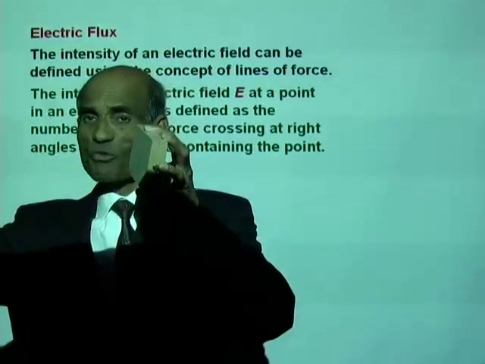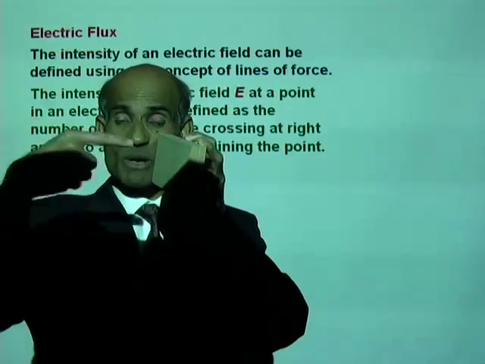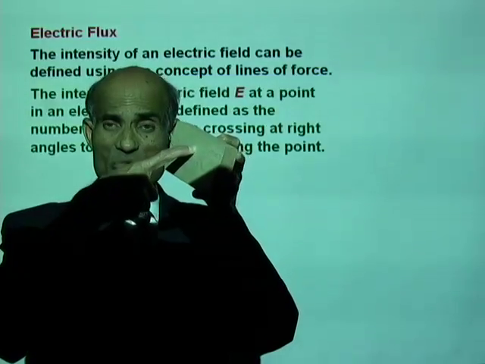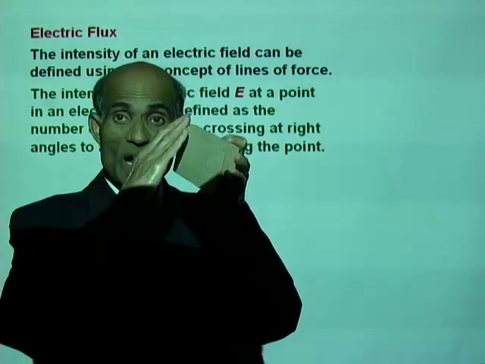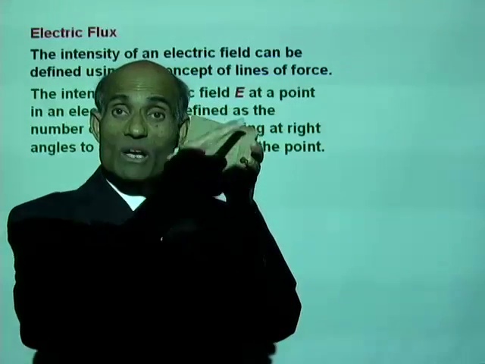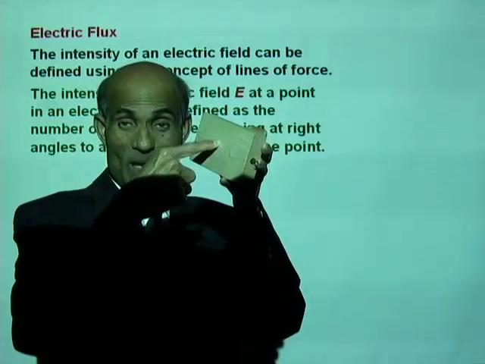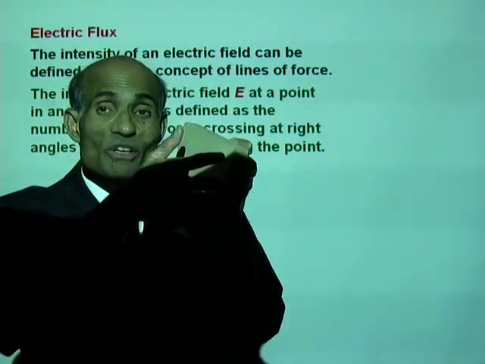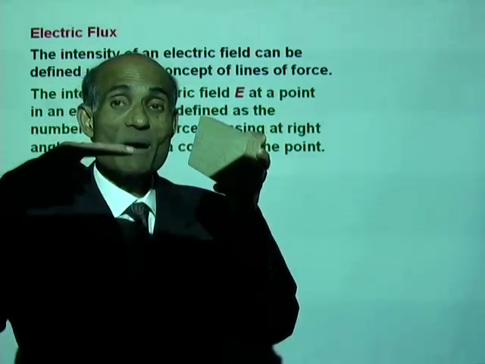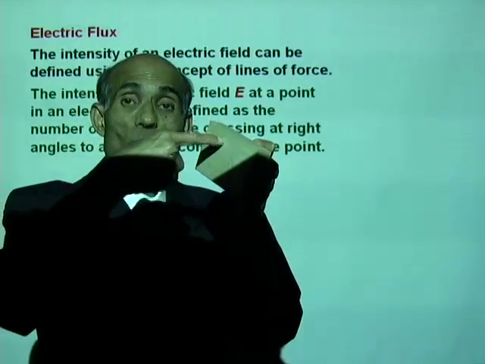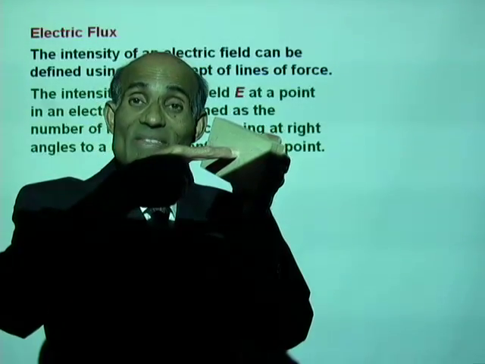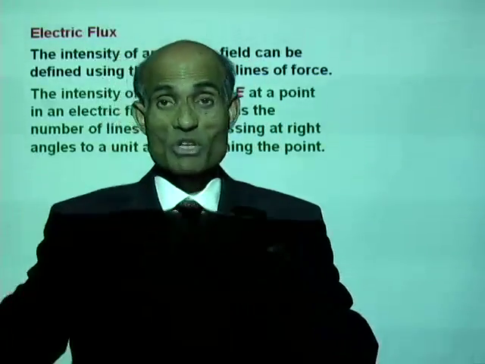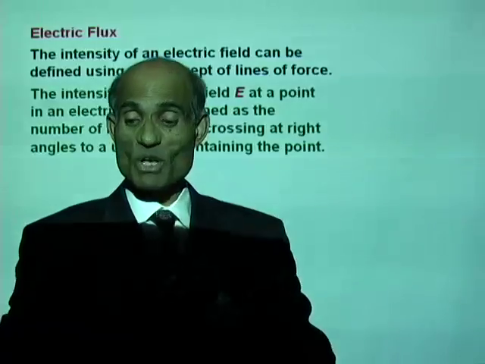Suppose we have some lines of force coming from one end of the room and crossing this area. You see, if I want to find the electric field at this point, what I'm going to do is I keep an area of 1 square meter containing that point and measure the number of lines of force crossing that area. In other words, the number of lines of force crossing per unit area containing that point is a measure of the electric field at that point. You can see we are coming on to discussing the concept of flux.